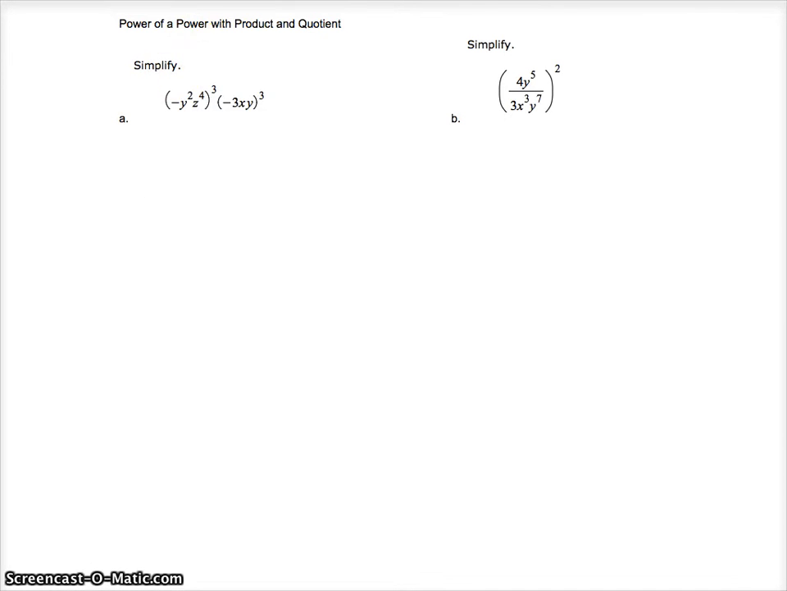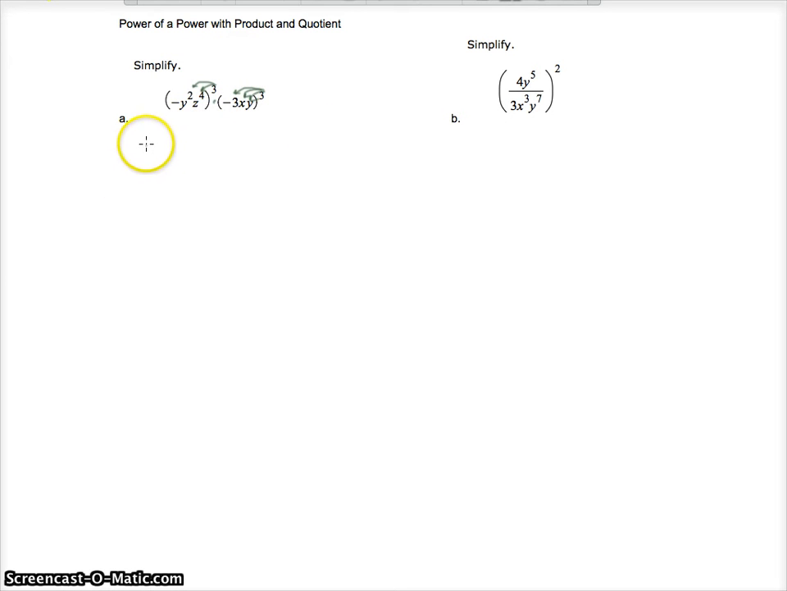This next example, we're going to look at the power of a power, and we're going to integrate the product and the quotient rules. So in letter A, I have a power to a power, actually I have two powers to a power, and then I'm multiplying them. Okay, so for power to a power, remember that we need to take our outside power into everything inside. So my rule for this is that you apply your powers first. Okay, powers first, then apply everything else.